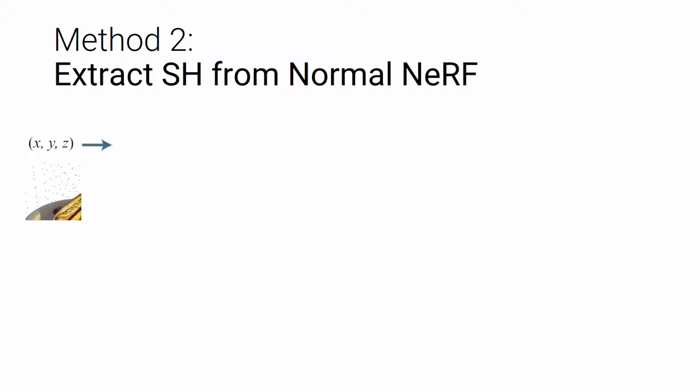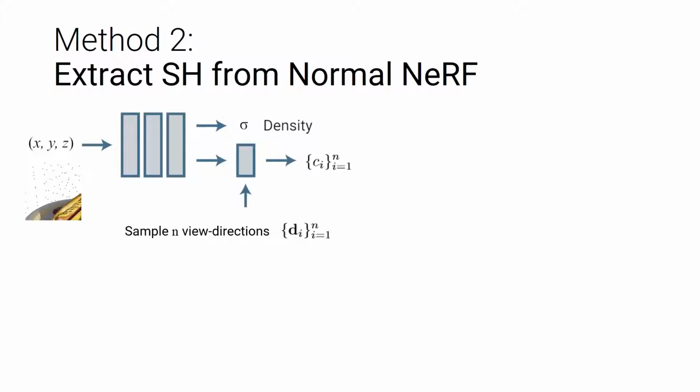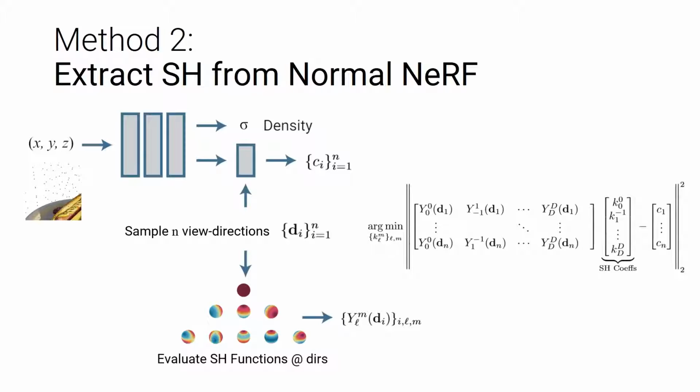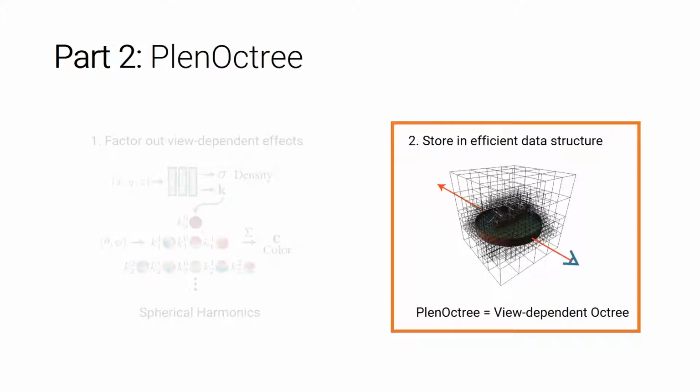So given a point xyz, we can sample a bunch of random directions on the sphere and evaluate the NeRF at this point with all these directions. Then if we also evaluate the SH at these directions, we can use linear least squares to recover the coefficients, even though we didn't train the NeRF to output SH coefficients. Either way, we are now ready to construct the PlenOctree from the NeRF.